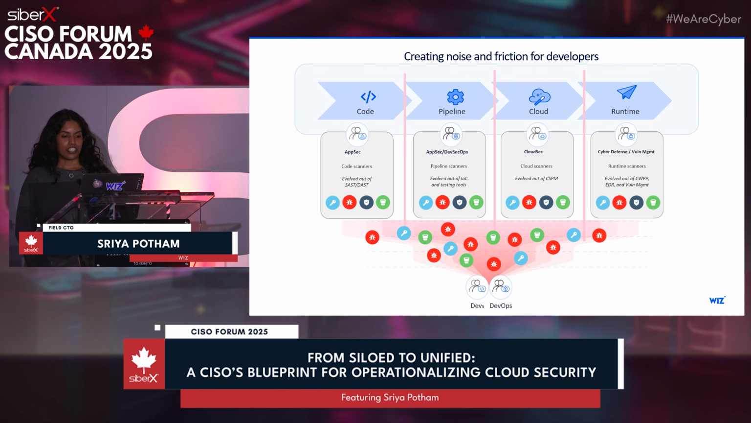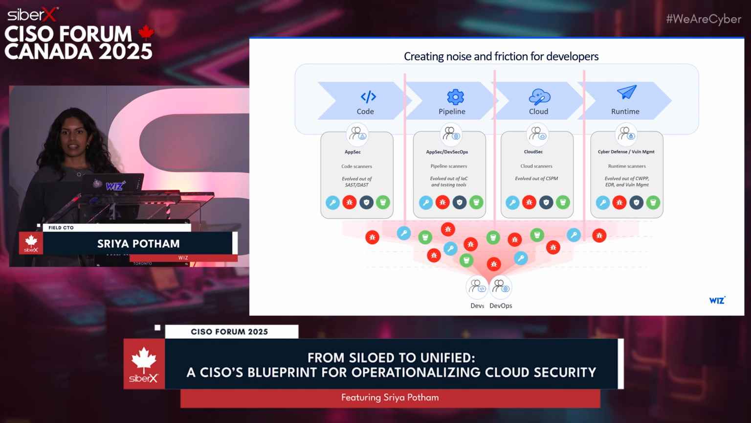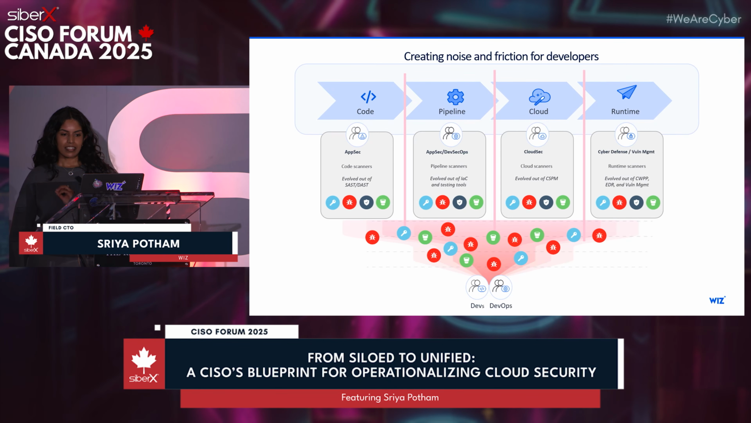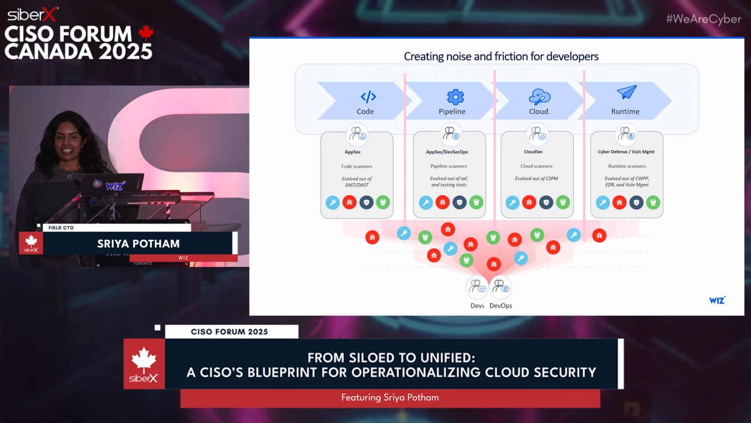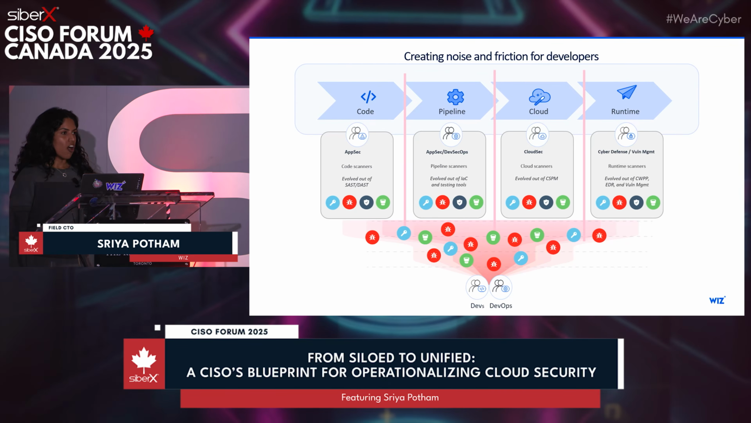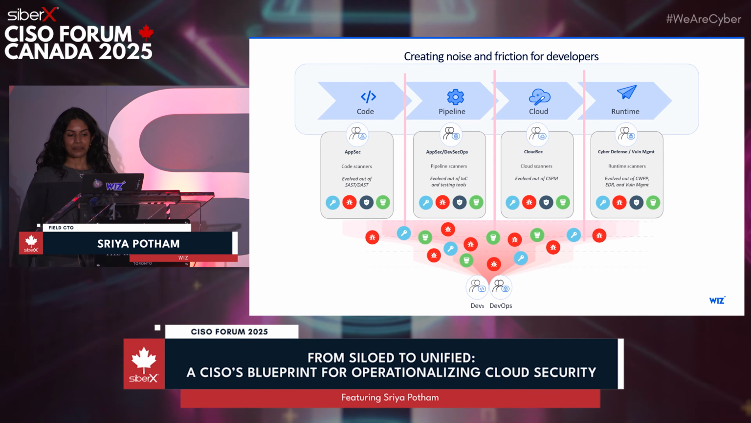Without unified messaging, teams communicate within their own tools, within their own languages, within their own processes, without coordination. And developers often face conflicting or redundant messaging, making it hard for them to understand what needs to be fixed, when, and why.